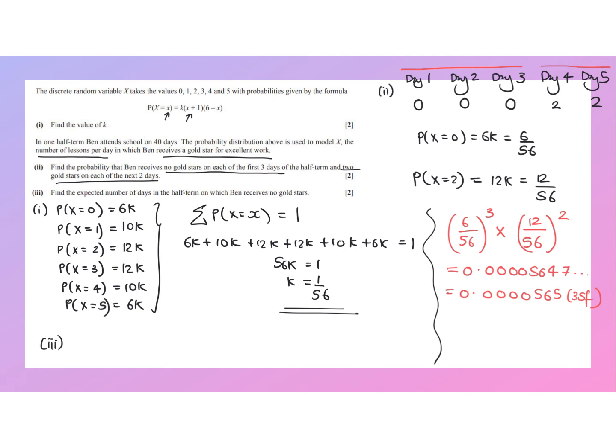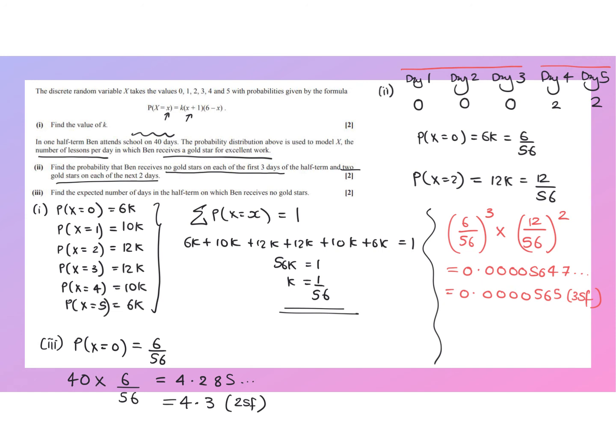And finally, part 3, we're asked to find the expected number of days on which Ben receives no gold stars. Now, the probability of receiving no gold stars we know is 6/56, and he's attending school on 40 days. So remember that probability is essentially a measurement of proportion. So we want 6/56 of 40, or 40 multiplied by 6/56, which comes to a value of 4.285..., which I'm going to round to 4.3 to 2 significant figures, or 4.29 to 3 significant figures.